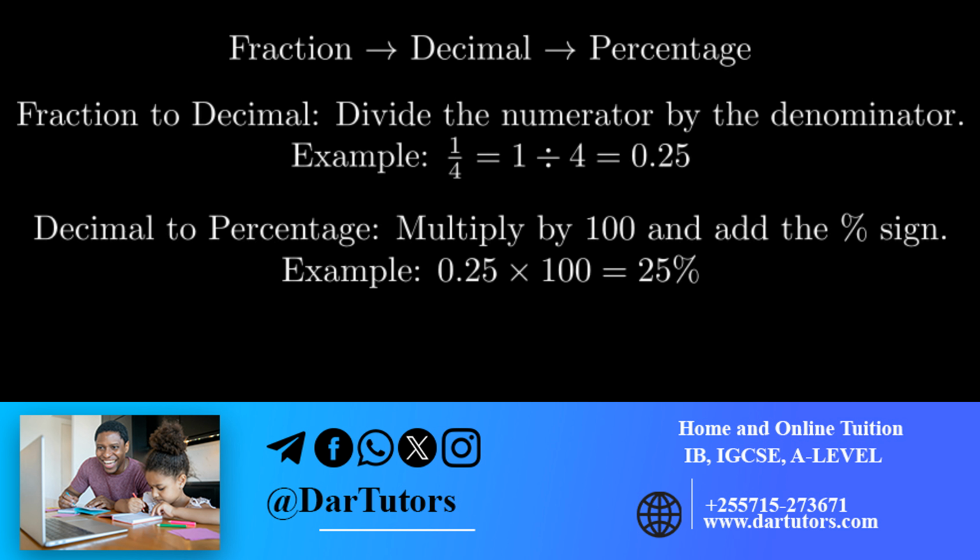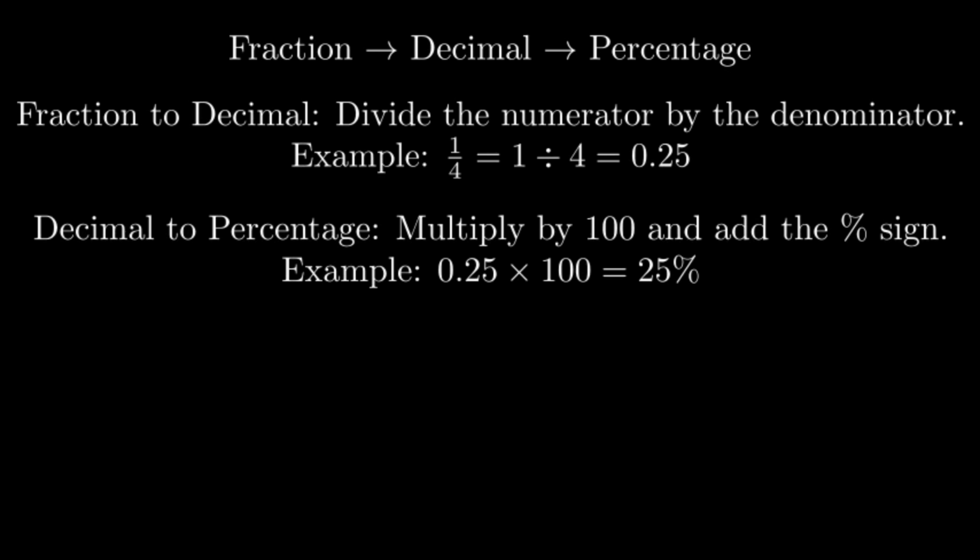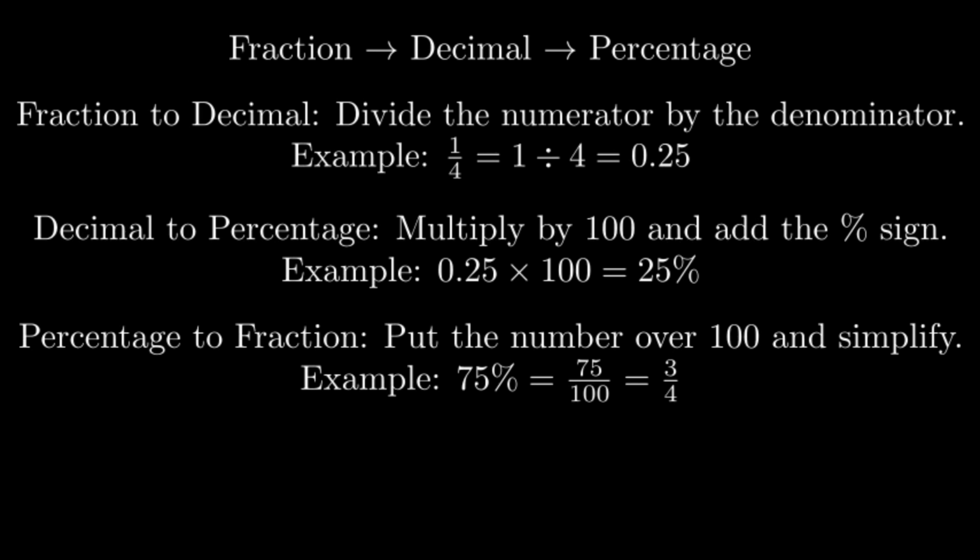Next, to change a decimal to a percentage, you multiply by 100. This is the same as moving the decimal point 2 places to the right. So 0.25 becomes 25%. Finally, to change a percentage back to a fraction, you write the number over 100 and then simplify the fraction if possible. For example, 75% is 75 over 100, which simplifies to 3/4.